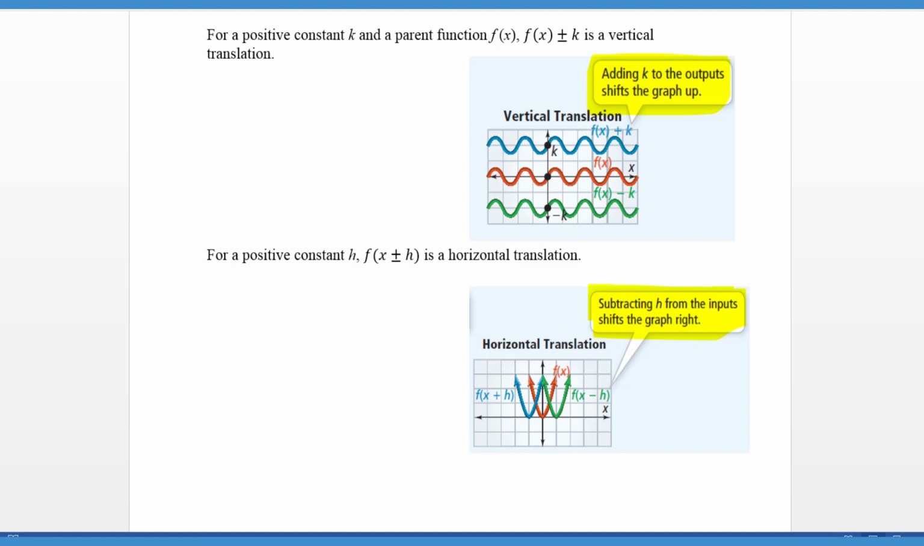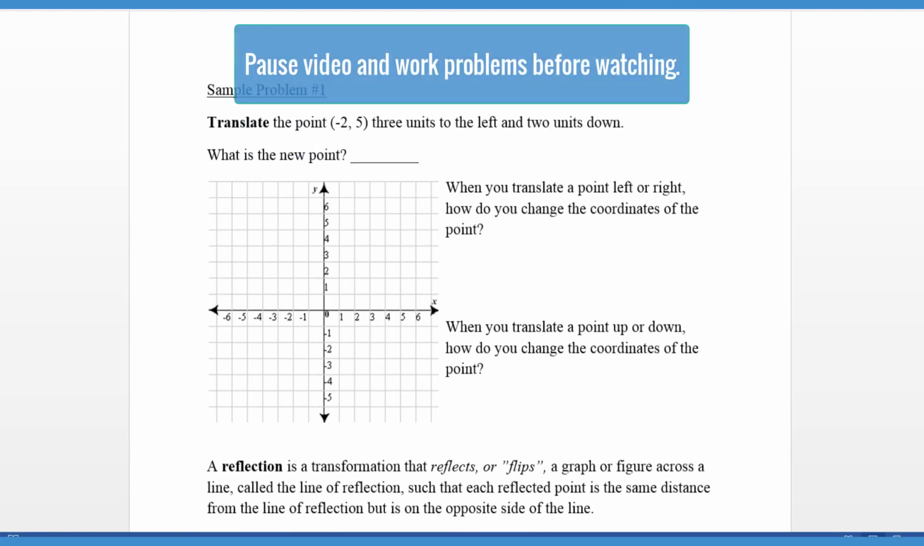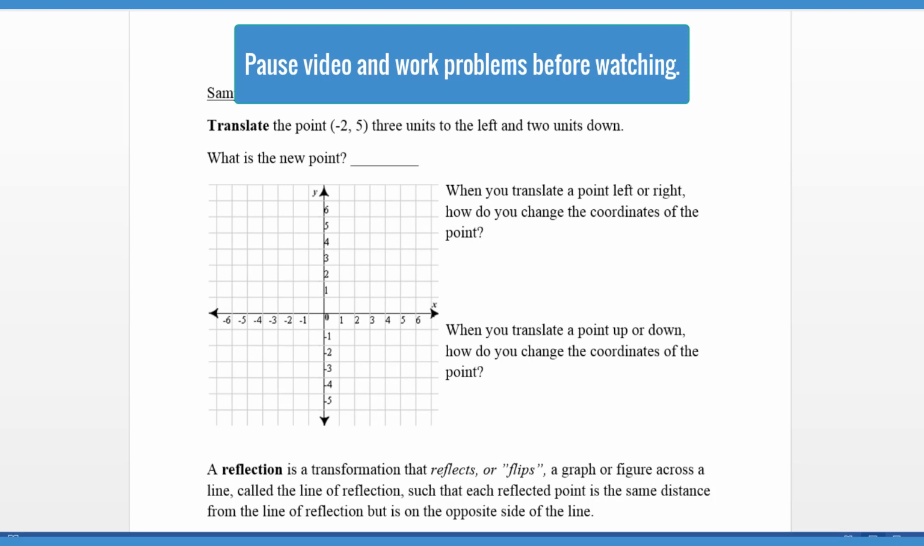So a couple things that you're going to need to pick up on as we go through this. So let's take a look at our first sample problem. Go ahead and read sample problem 1, and then plot the original point, and then do the translation and answer the following questions.